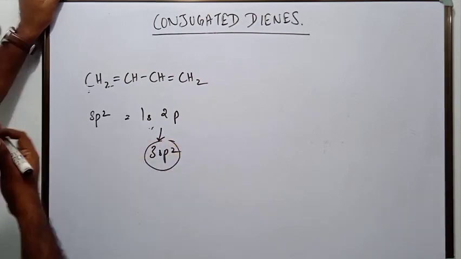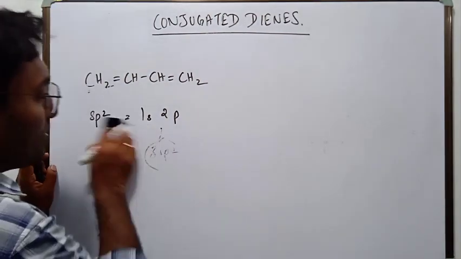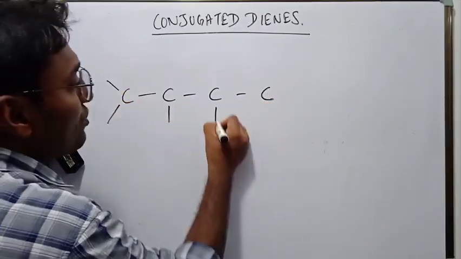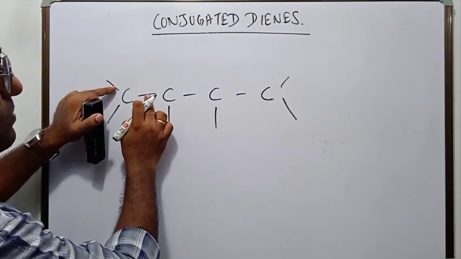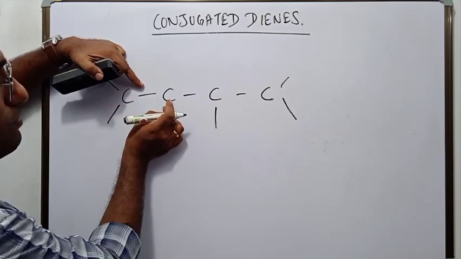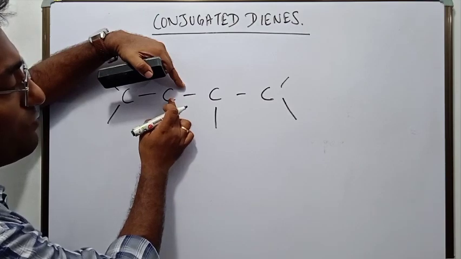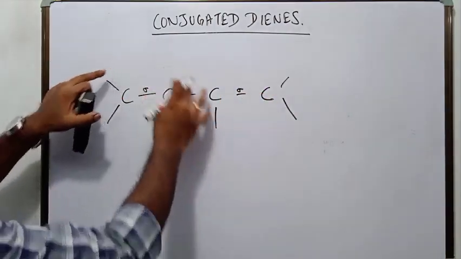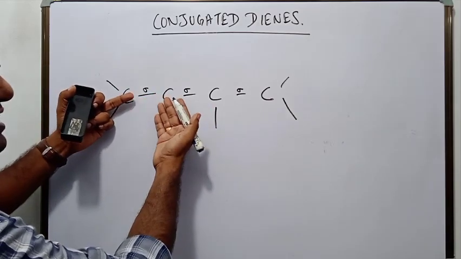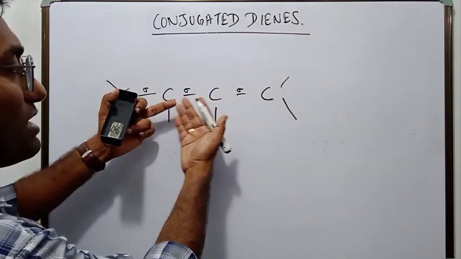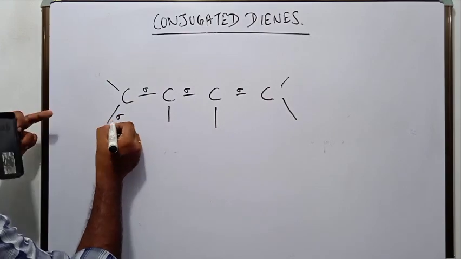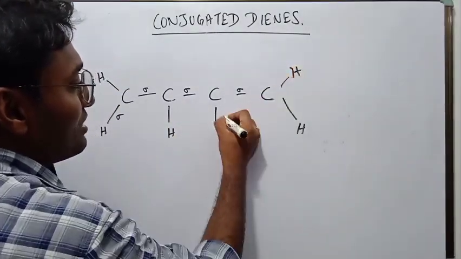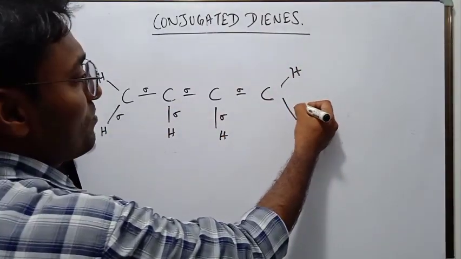And these three sp2 hybrid orbitals, how do we account for them? Let me account for it like this. These are the sp2 hybrid orbitals. This is the overlap of the sp2 hybrid orbital of this carbon with the sp2 hybrid orbital of this carbon. So they make sigma bonds. The carbons' sp2 hybrid orbitals overlap with each other to form carbon-carbon sigma bonds, and they overlap with the s orbital of hydrogen atoms to form carbon-hydrogen sigma bonds.